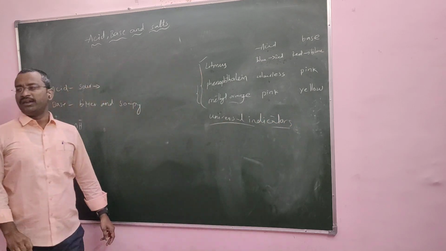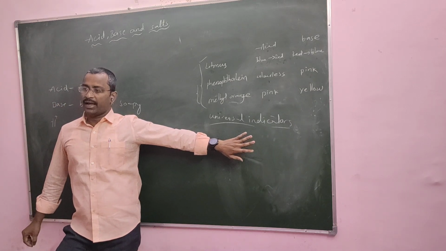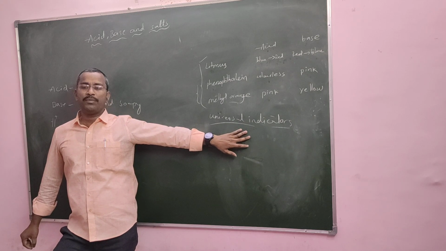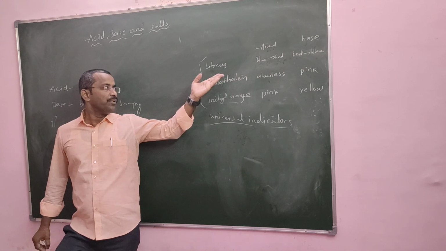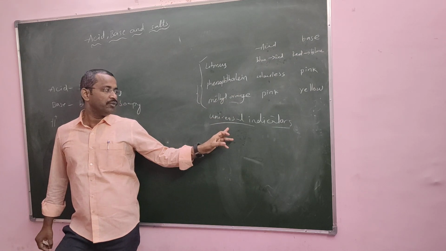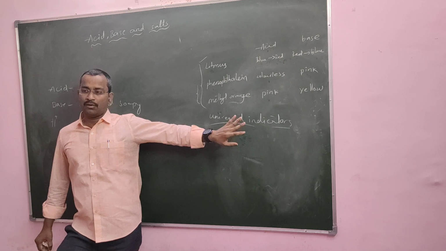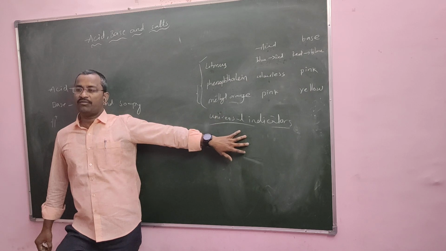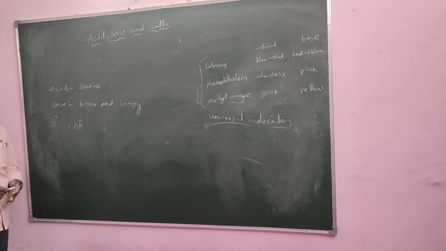What do we mean by universal indicator? A universal indicator is used to test an acid, base or neutral solution, and it is a combination of several indicators. It may be litmus paper, phenolphthalein, or methyl orange. We can call a universal indicator the one which is used to test acid or base. It may be in the form of a substance, or in the form of a liquid. So this tests whether it is acid or base.